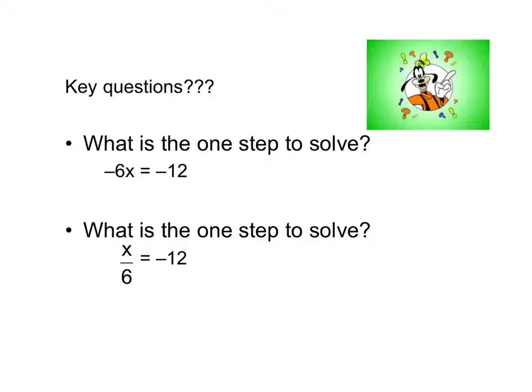So what is the one step to solving a multiplication problem? I'll use division. And I divide by the number that's being multiplied. So divide by negative 6. What's the one step to solving a division problem? I would use multiplication. And I'll multiply by that same number. So instead of dividing by 6, I'm going to multiply by 6.